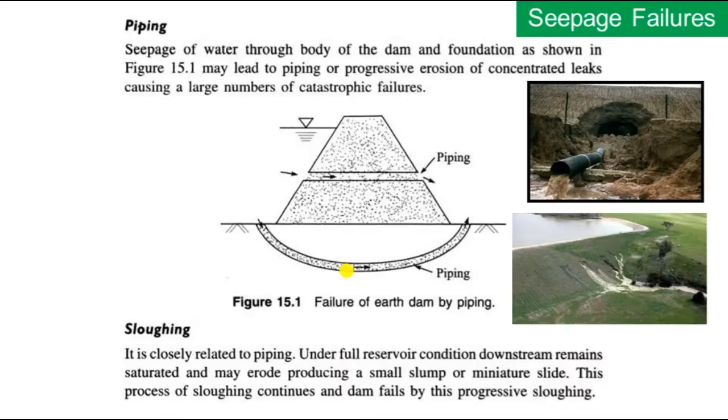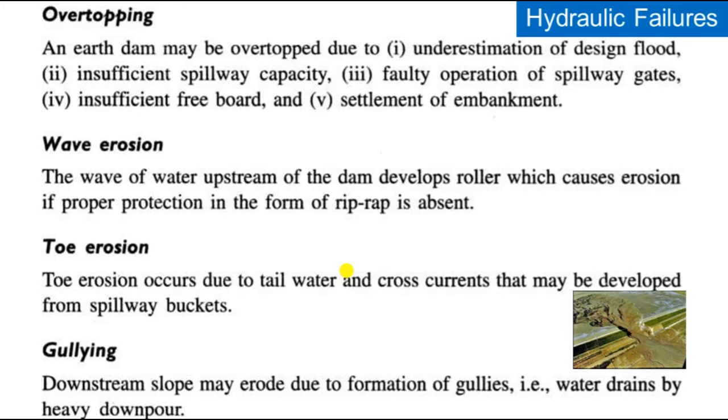Now, gullying and overtopping, I have already explained. Why is overtopping done? Because of insufficient spillway capacity. One of the reasons for overtopping is insufficient spillway capacity, underestimation of design flood, faulty operation of spillway gates, insufficient freeboard, and settlement of the embankment. The wave of water upstream of the dam develops a roller which causes erosion if proper protection in the form of riprap is absent. Toe erosion occurs due to tailwater and cross currents that may be developed from spillway buckets.